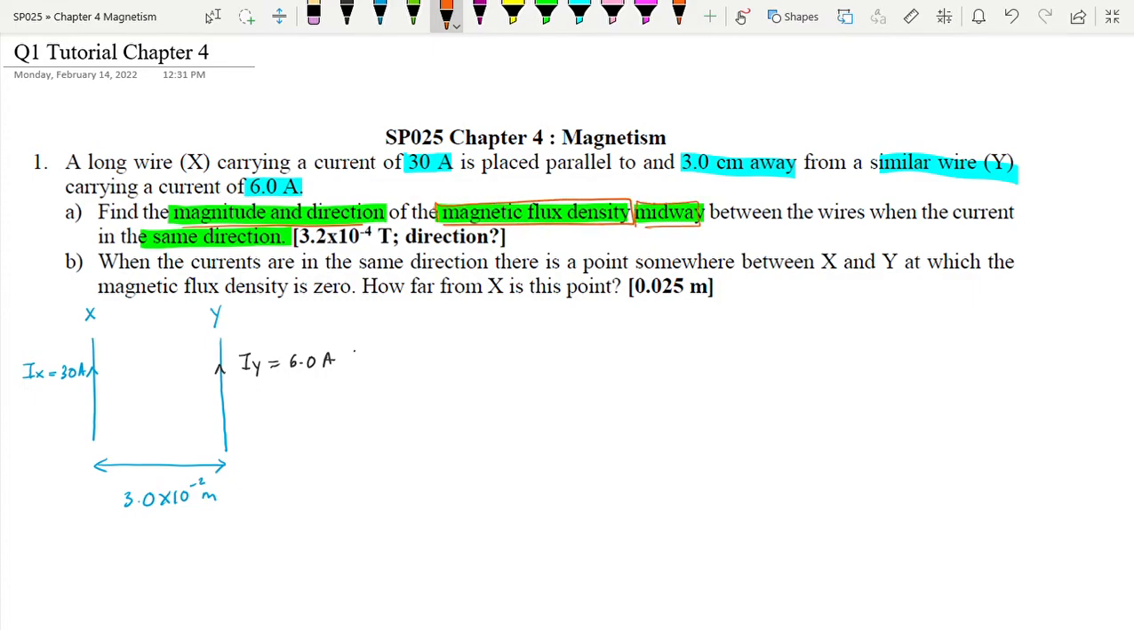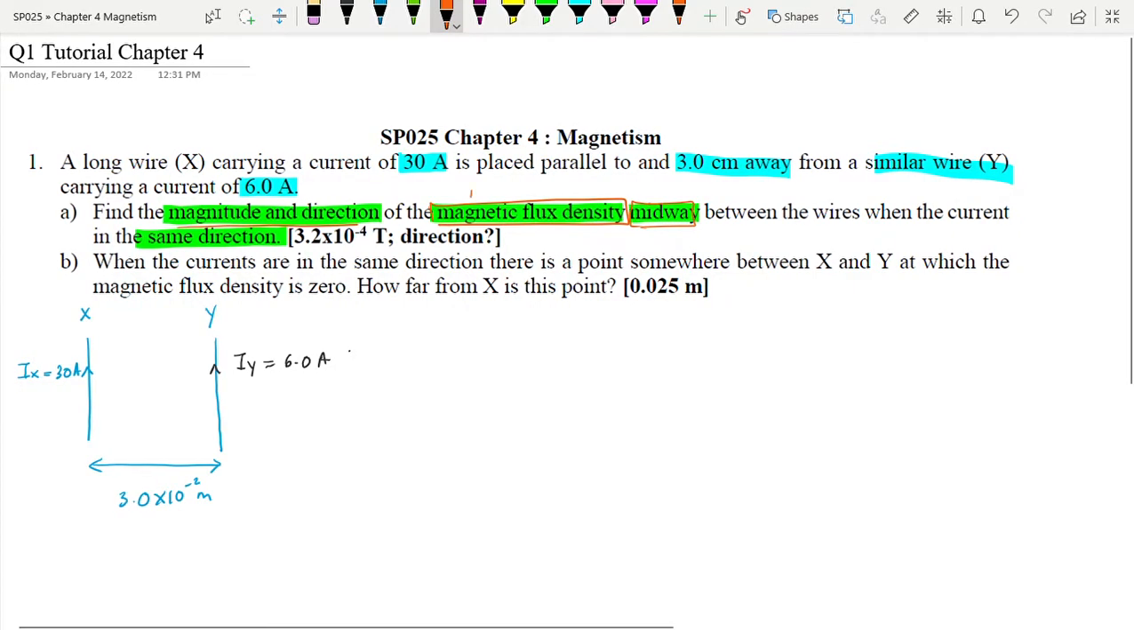Now, the question asks you to calculate the magnitude and direction of magnetic flux density midway. Midway means in the middle between the two wires. What does magnetic flux density mean? Magnetic flux density is another name for magnetic field. So the question is actually asking for magnetic field strength. The symbol for magnetic field strength is B. Magnetic flux density and magnetic field are the same thing. Both have the symbol B and the unit Tesla, capital T.